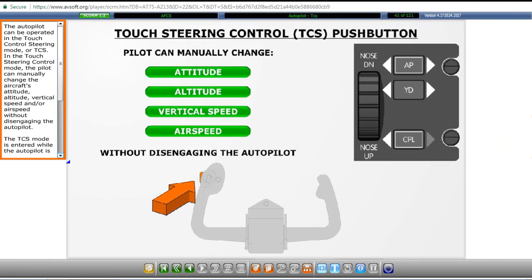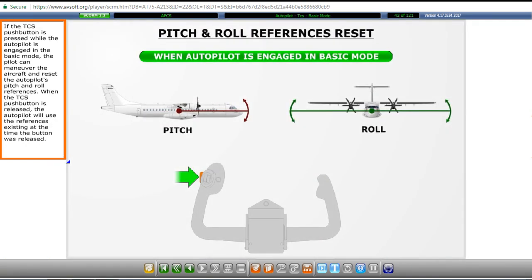The autopilot can be operated in the Touch Control Steering Mode, or TCS. In the Touch Control Steering Mode, the pilot can manually change the aircraft's attitude, altitude, vertical speed, and/or airspeed without disengaging the autopilot. The TCS mode is entered while the autopilot is engaged by pressing and holding the TCS push button on the outboard horn of either control wheel.